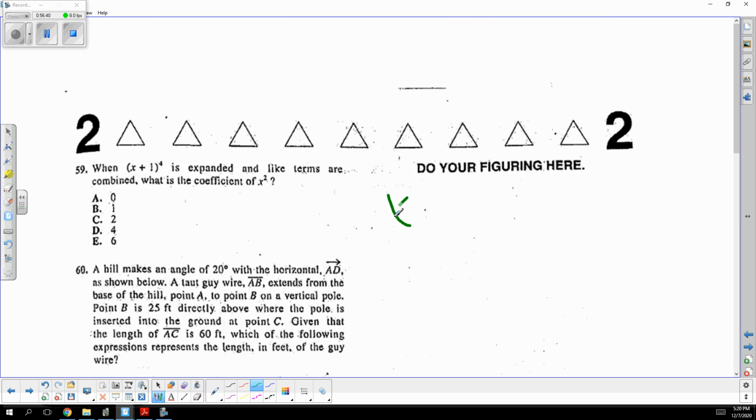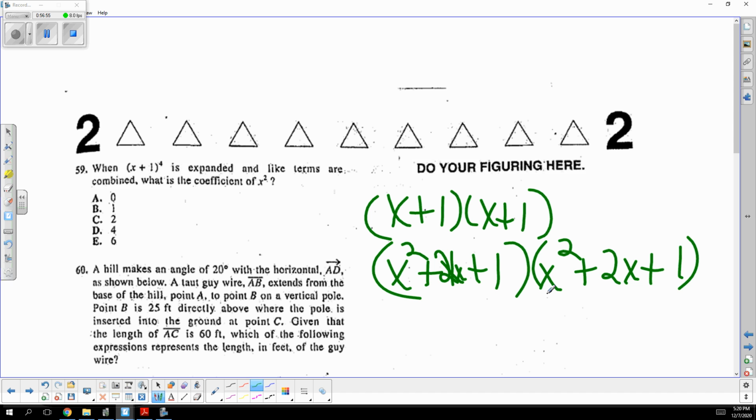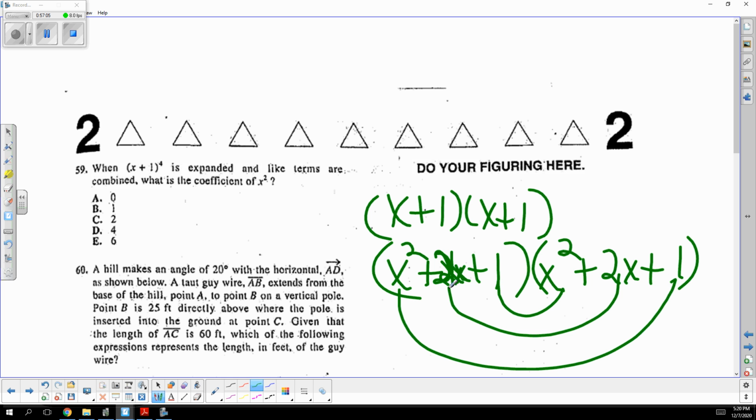X plus 1 to the 4th is x plus 1 times x plus 1 squared. So it's this times itself. Now the x squared term is going to be all the middles. So it's 1 and 4. When you FOIL it all out, it's 6.